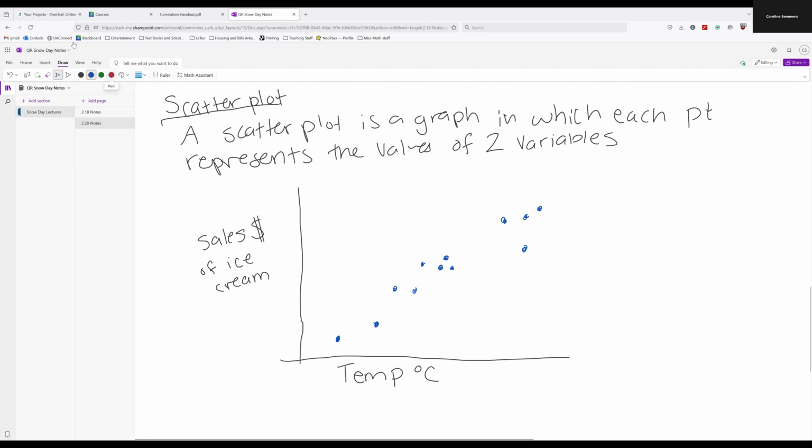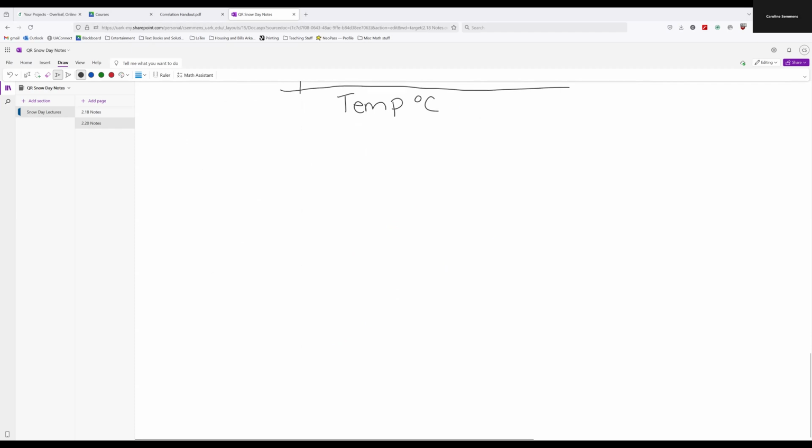We like to imagine there's a nice dotted line right here through the middle, and everything kind of hugs that dotted line. So if we have this nice dotted line that a lot of our data points are hugging, that's going to be a nice strong correlation. If we don't really have a clear line for our data points to follow, that's not going to be very strong correlation.